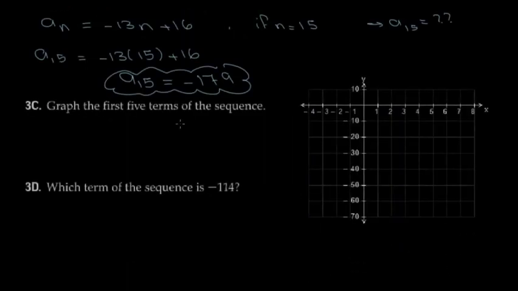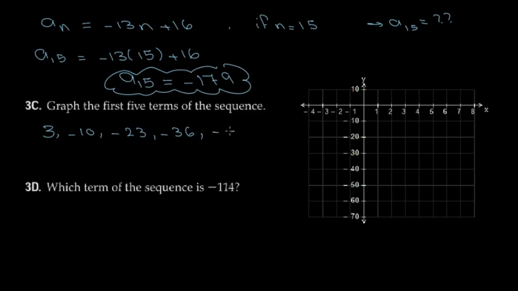Now we need to graph the first 5 terms. The first 5 terms that we have are 3, -10, -23, -36, and by subtracting 13, it will be -49. The first point is 3. The second is -10. Third is -23. The fourth is -36. The fifth is -49.